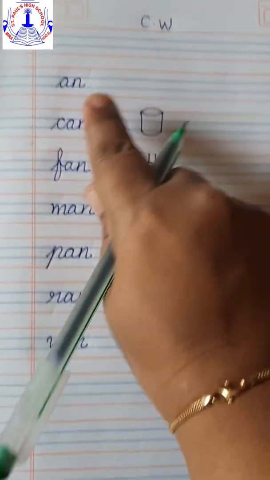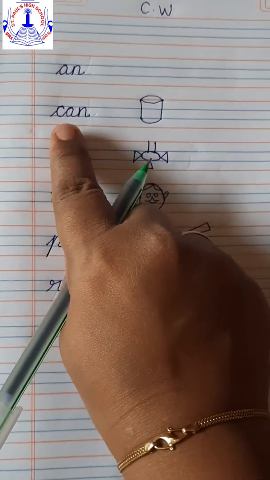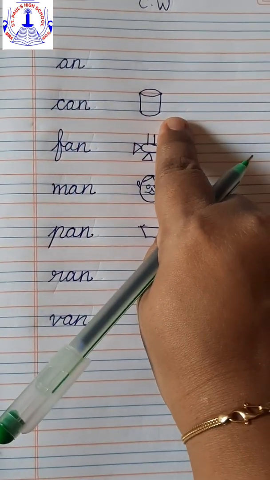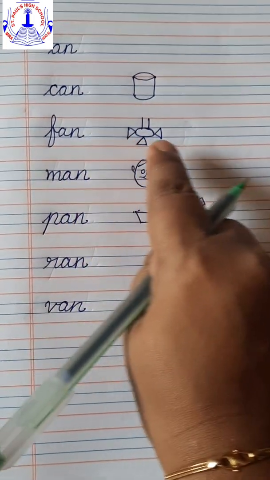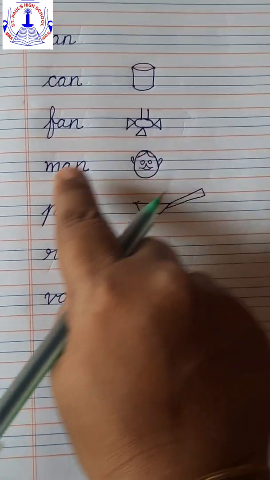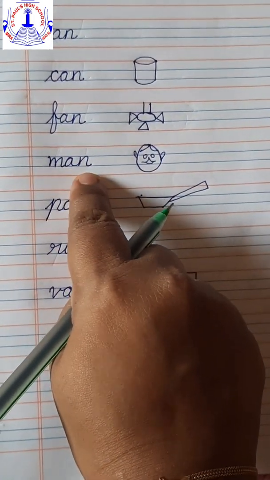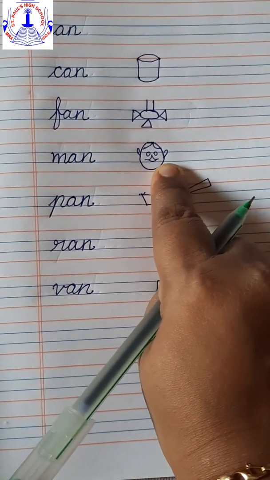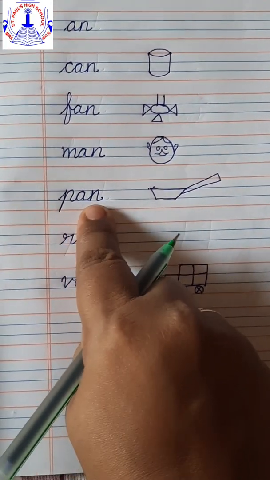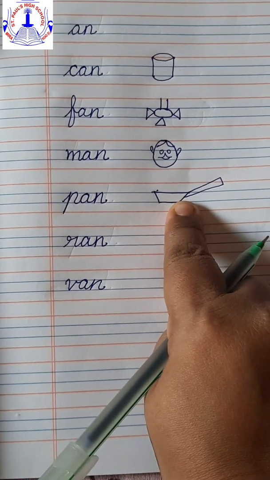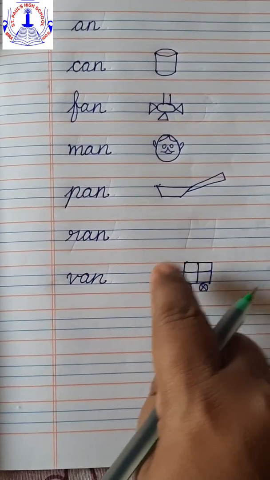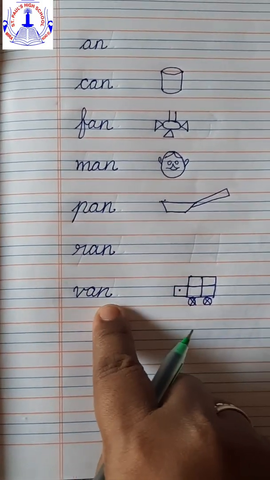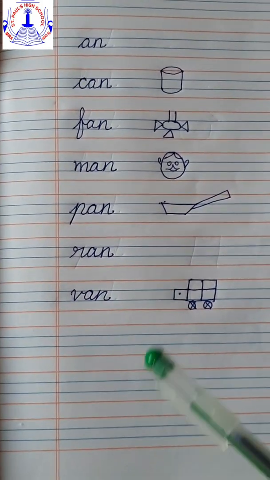Okay, so let's revise once. Write date and classwork. AN. CAN, can, and drawing of can. FAN, fan, drawing of fan. MAN, man, drawing of man. PAN, pan, here is the pan. RAN, ran, no picture. VAN, van, drawing of van.